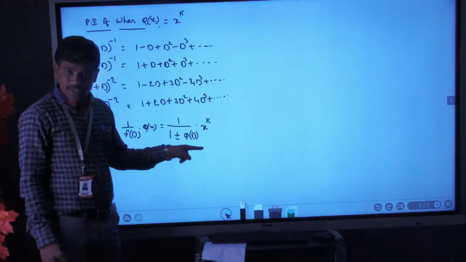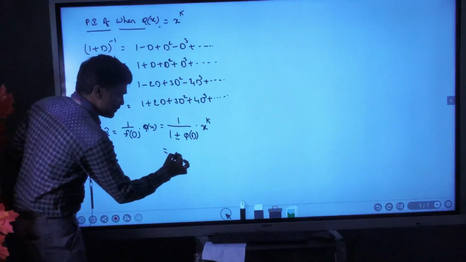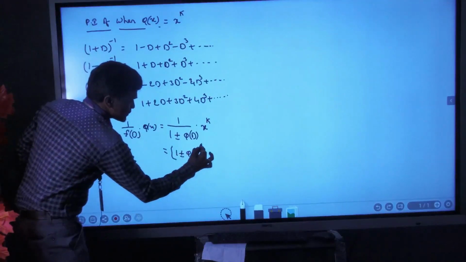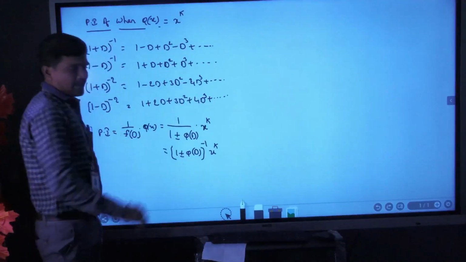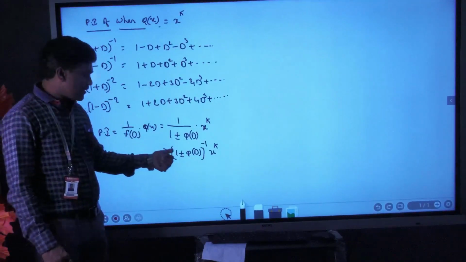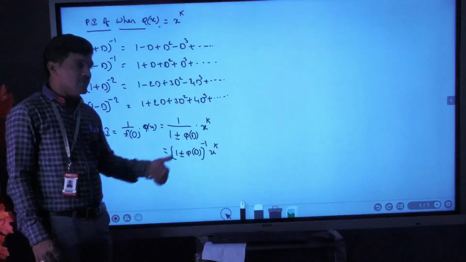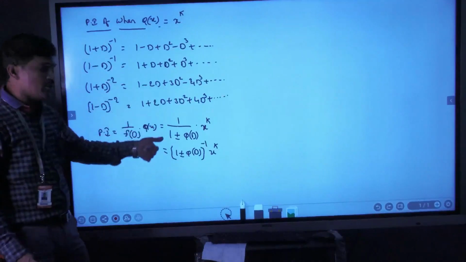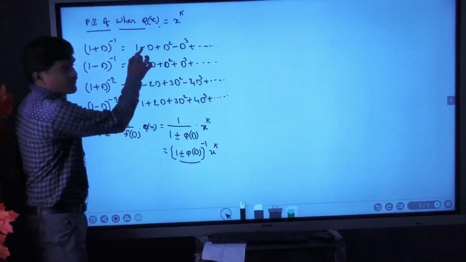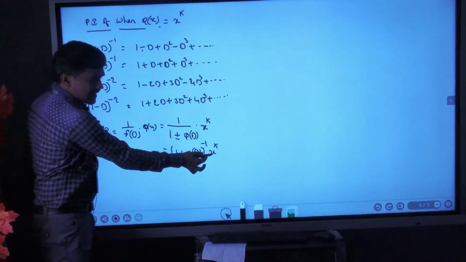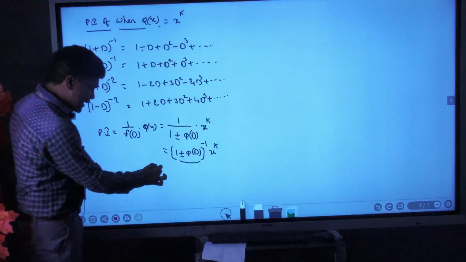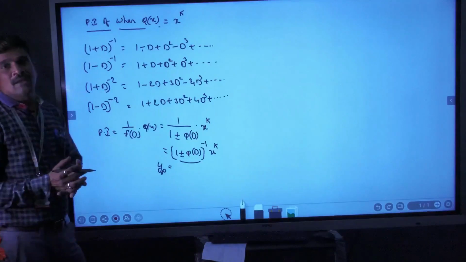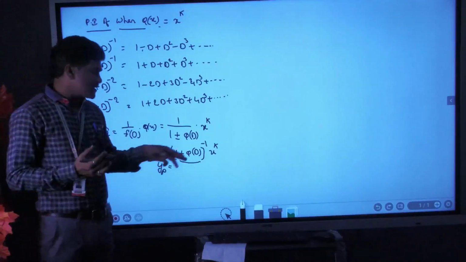So after writing f(D) in the form 1 plus or minus phi of D, this can be written as 1 plus or minus phi of D inverse, into x power k. Now write this expansion, 1 plus some function in D inverse. So 1 plus D inverse or 1 minus D inverse, 1 plus D power minus 2, 1 minus D power minus 2. In this case use this formula, then multiply x power k with each term, and we get the particular integral yp. So this is the procedure for finding the particular integral when Q is x power k.